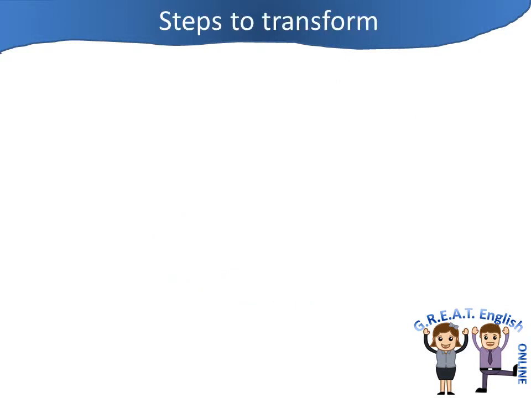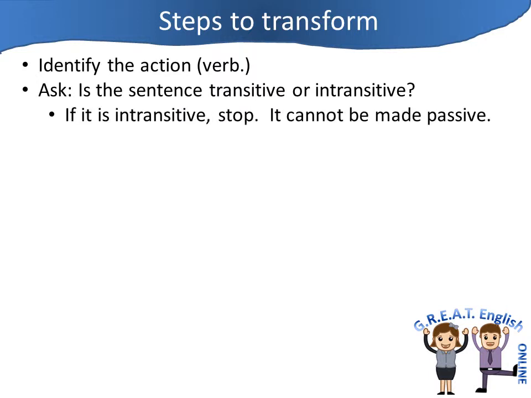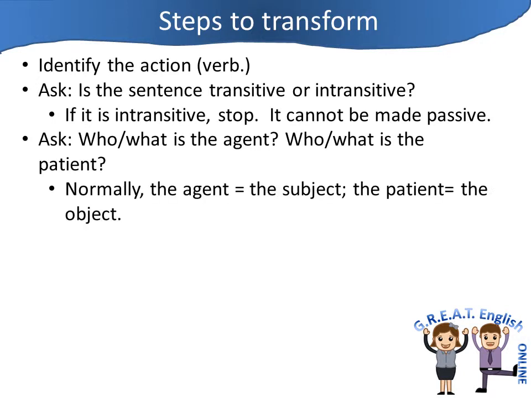Here are the steps to transform an active sentence to a passive sentence. First, identify the action, the verb of the sentence. Anytime you do work with grammar, your first response should be to identify the action of the sentence. Then ask yourself, is the sentence transitive or intransitive? If the sentence is intransitive, just stop. You cannot make it into a passive sentence.